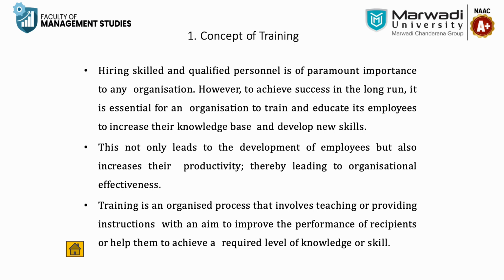At the end, it is going to help the organization only improve its effectiveness. Point number 3, training is an organized process that involves teaching or providing instructions with an aim to improve the performance of recipients or help them to achieve a required level of knowledge or skill. So basically it's an organized process, because you go through certain steps to organize a training program. So that's why the aim is to improve the performance of the recipients or help them to achieve a required level of knowledge or skill.